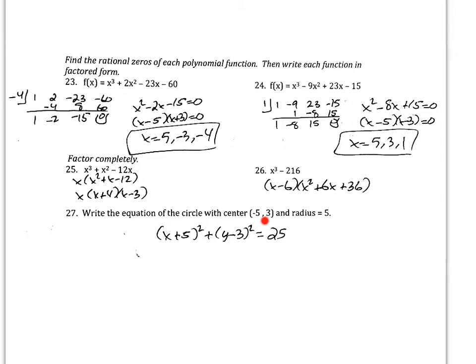27 is just a circle. They give you the center. Remember, whenever you put something in parentheses, it's the opposite. So I put x plus 5 and y minus 3. I did r squared. Radius squared is 25.